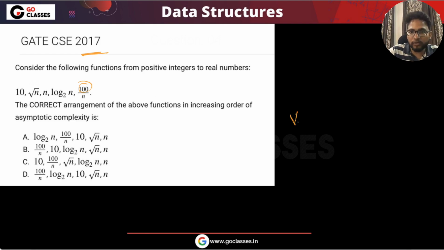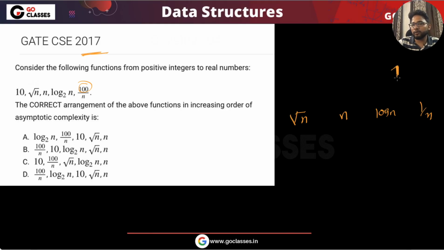So which means you need to actually compare between root n and log n and 1 by n, right? So 1 by n is a decreasing function actually. Since it is a decreasing function, after some point it will eventually be 0, right? So it is even worse than 1, I mean some constant like 1, 2, 3. It is a very small number. So 1 by n or 100 by n or these things are very small. Okay, there is 10 also. This is a constant, so it is actually lesser than the constant also. So 100 by n is the worst, and then this constant.